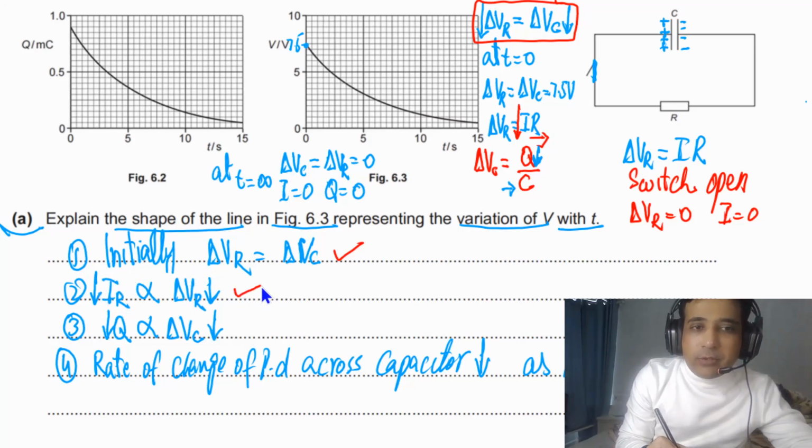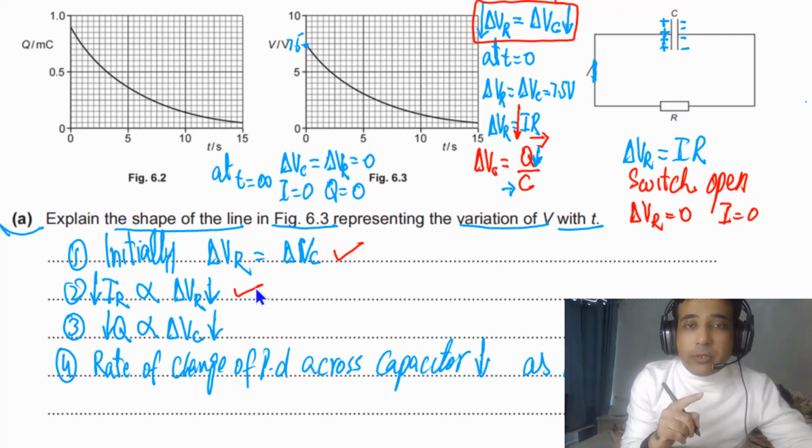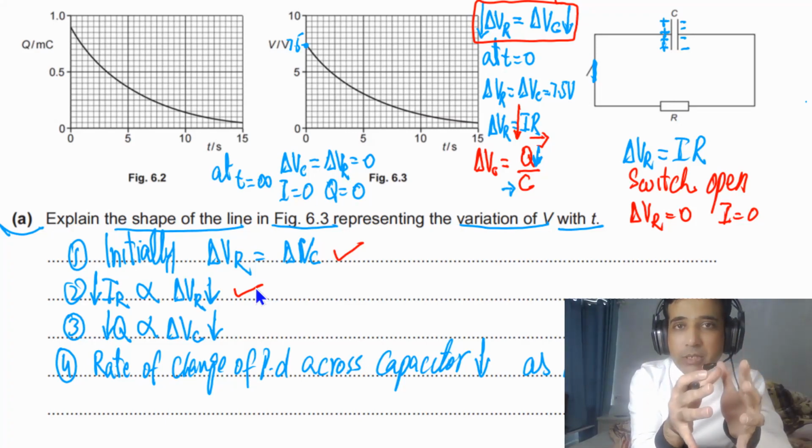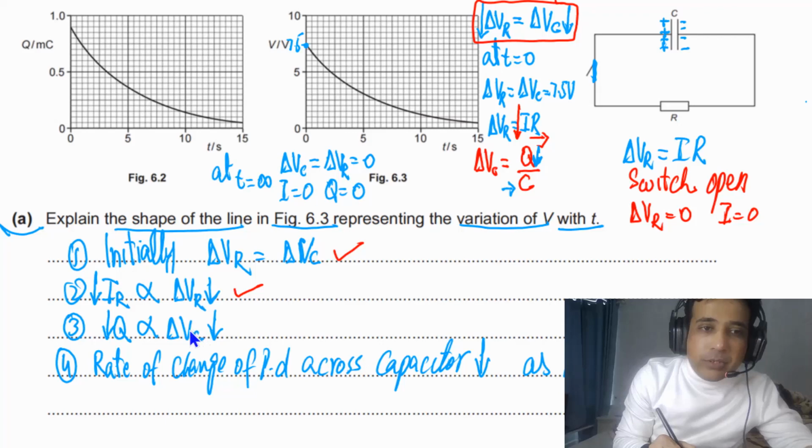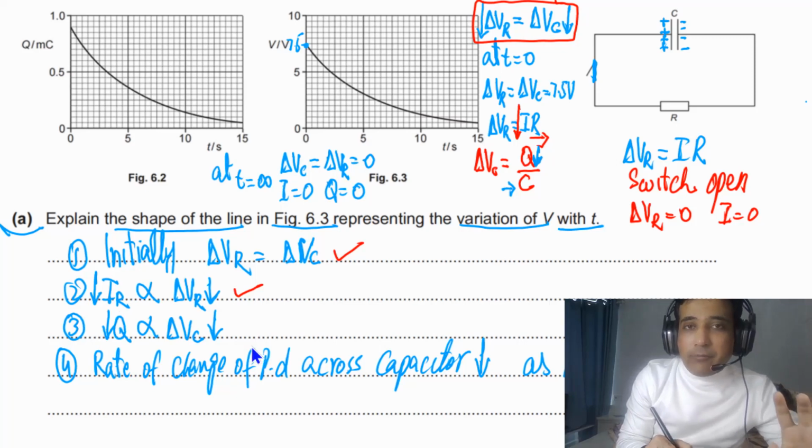So we have written the second point. And the third point, we can talk about how PD across the capacitor is changing. PD across the capacitor is decreasing. Why? Because the charge on the capacitor is decreasing. So we have written our third point.